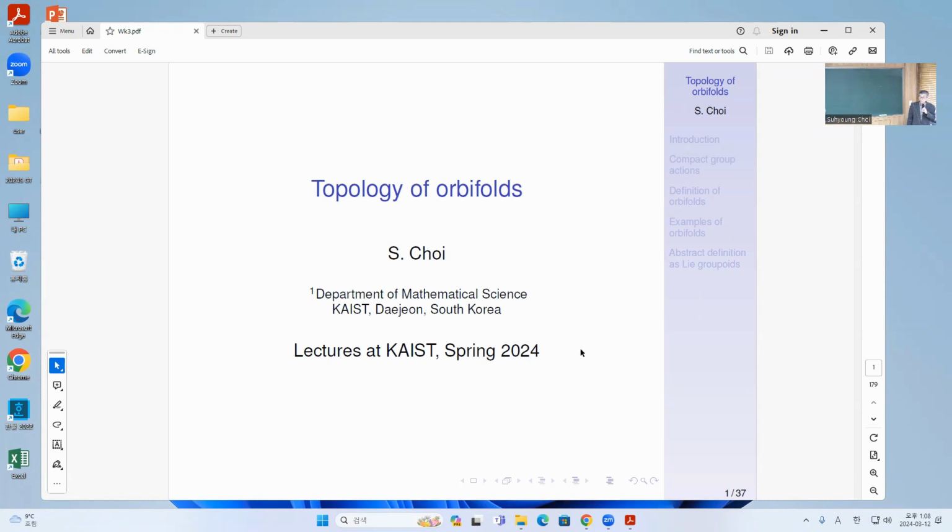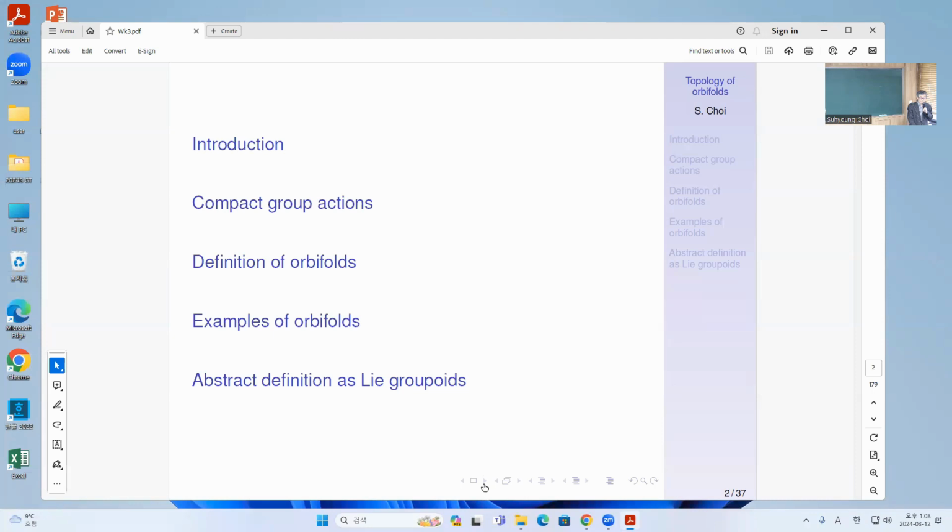Okay, so this week we will begin the topology of orbifolds. Basically we cover the introduction and compact actions in the first class, and then in the second class we do the definition of orbifolds, examples of orbifolds, and the abstract definition as Lie groupoids.